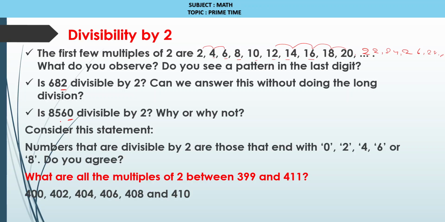Consider the statement: numbers that are divisible by 2 are those that end with 0, 2, 4, 6 or 8. Do you agree? Yes. What are all the multiples of 2 between 399 and 411? Next to 399 is 400. As 400 ends with a 0, it is divisible by 2. Next, 402, 404, 406, 408 and 410.